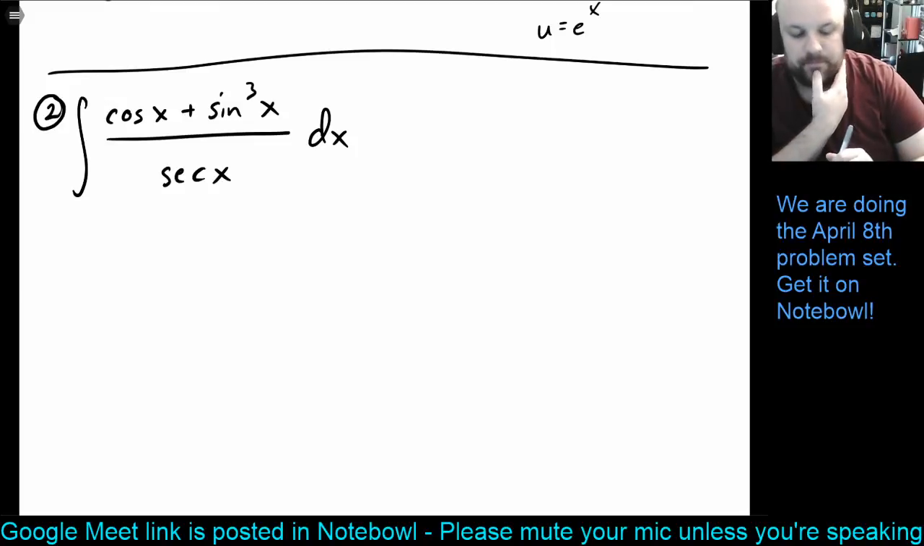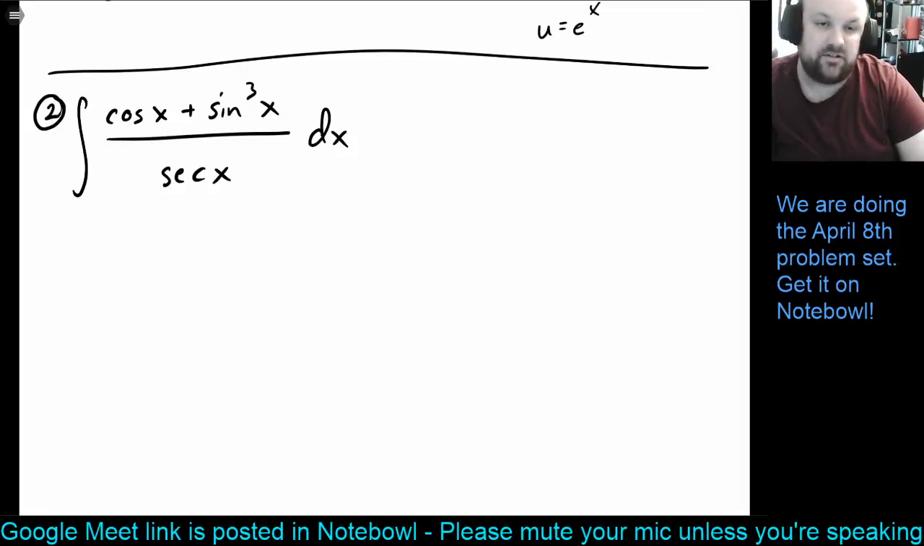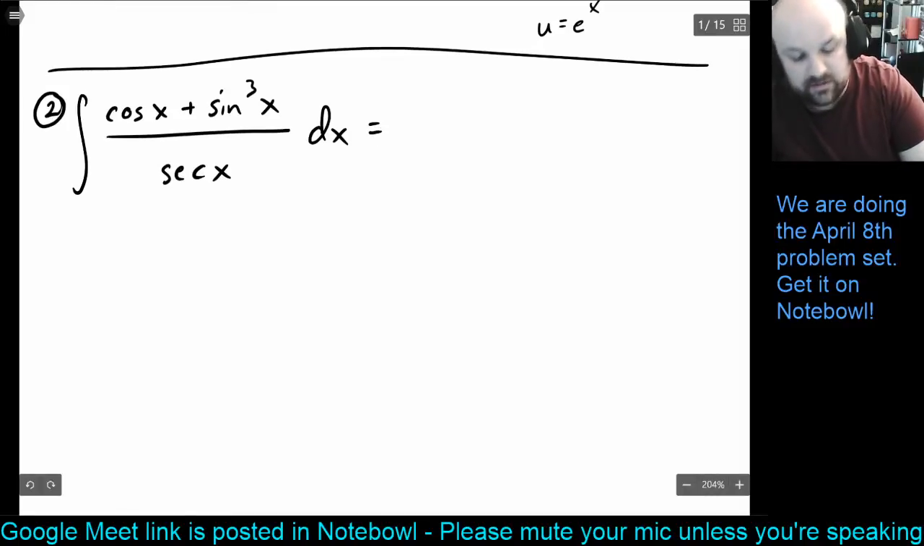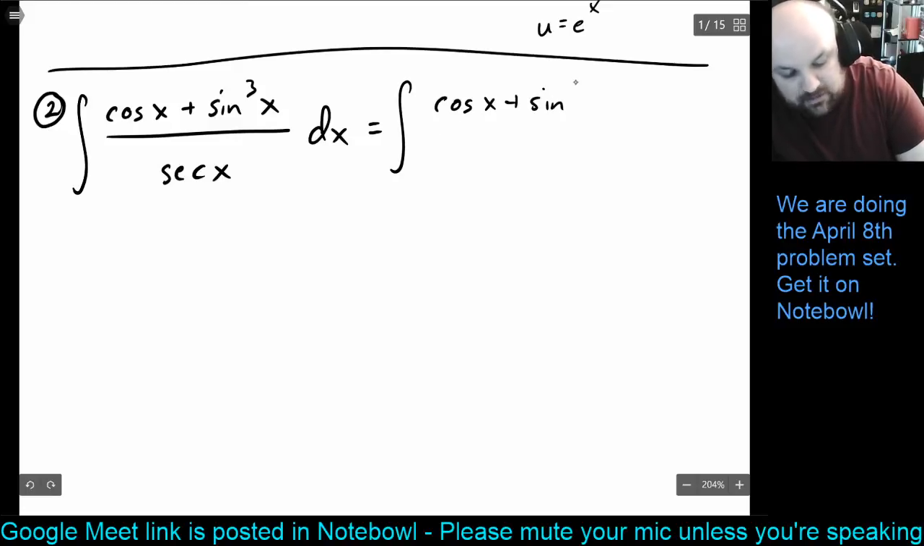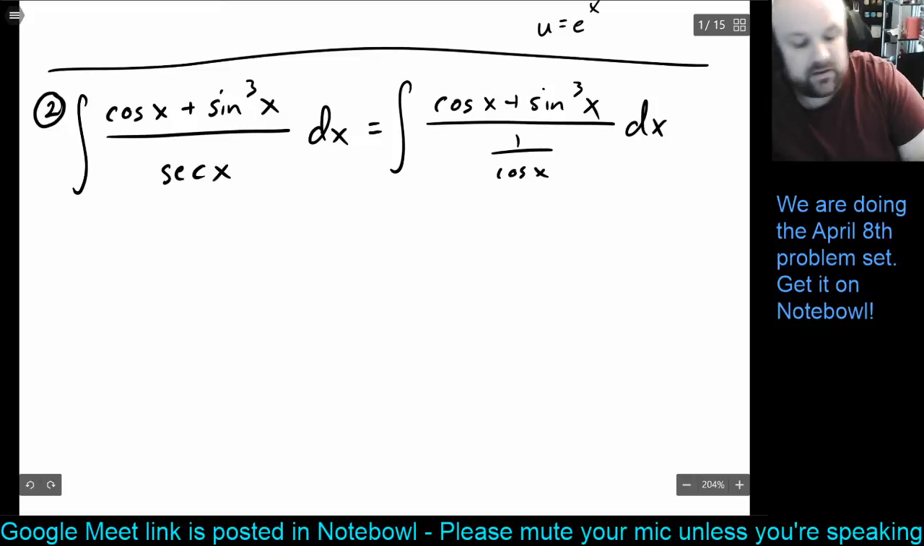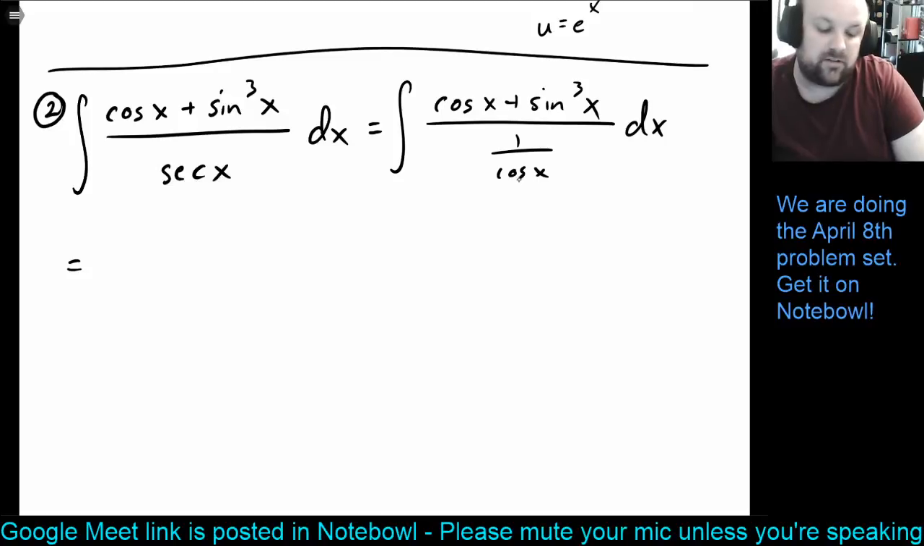Another option that we always have is to just, again, rewrite this function. If we rewrite everything in terms of sine and cosine, we can usually get a good handle on what's going on. So let's do that. Here we have cosine x plus sine cubed of x over 1 over cosine x. Now let's simplify that expression a bit. Since we're dividing by 1 over cosine, that's the same as multiplying the top by cosine.